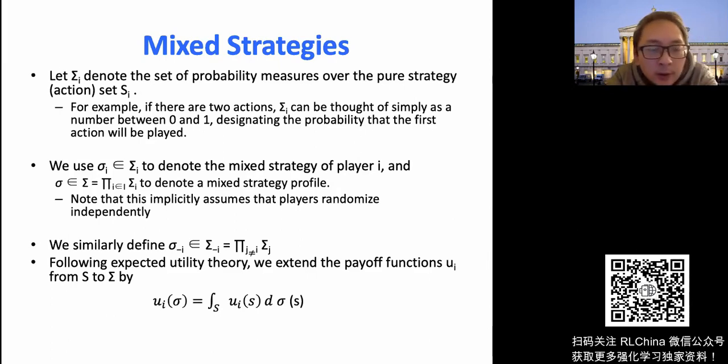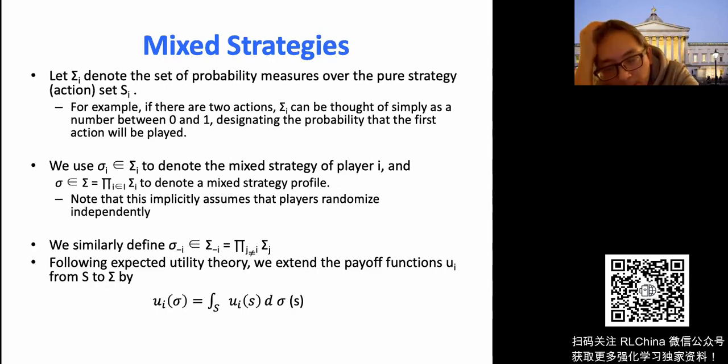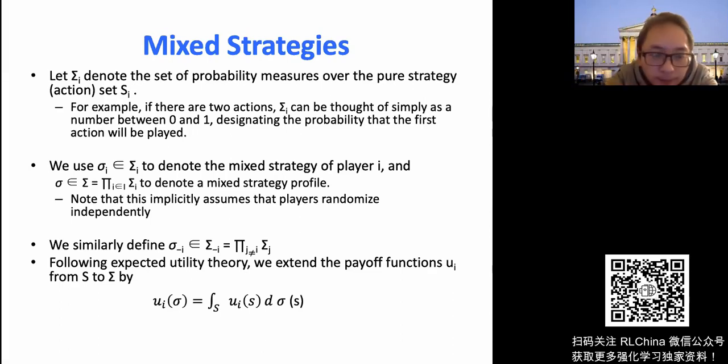The sigma I is the set. That's basically a choice. So in this case, it's the continuous number between 0 and 1, including 0 and 1. And the lowercase sigma I is the instance of that. In other words, it's a mixed choice. The lowercase sigma I is a mixed strategy that player I is choosing.